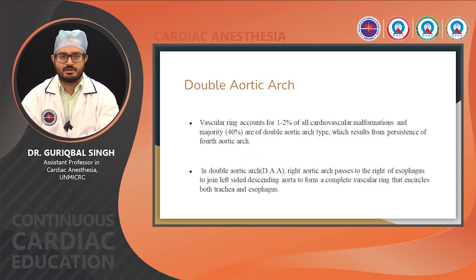So what is double aortic arch? So vascular rings account for 1 to 2% of all cardiovascular malformations, and the majority, almost 40%, are of double aortic arch type, which results from persistence of fourth aortic arch. In double aortic arch, right aortic arch passes to the right of esophagus to join the left-sided descending aorta to form a complete vascular ring that encircles both trachea and esophagus.